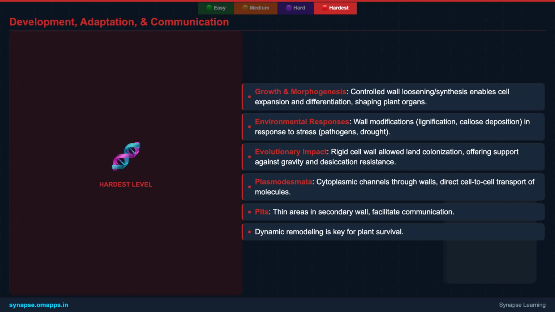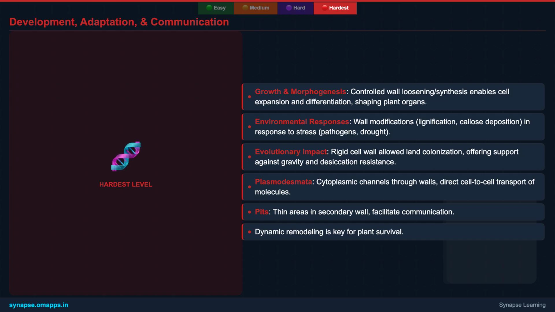The wall also undergoes dynamic modifications in response to environmental stresses, such as increased lignification or callose deposition during pathogen attack or drought. Evolutionarily, the development of a rigid cell wall was a monumental step, allowing plants to colonize land by providing essential structural support against gravity and protection against desiccation.